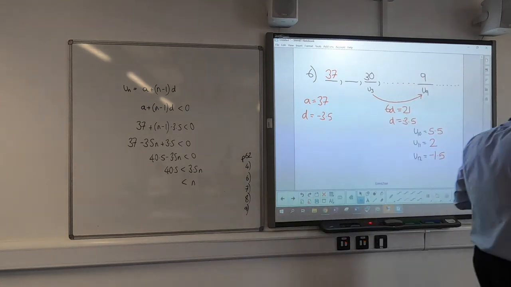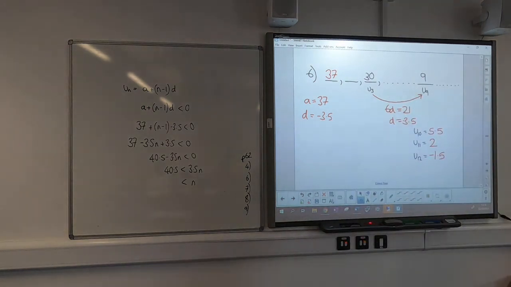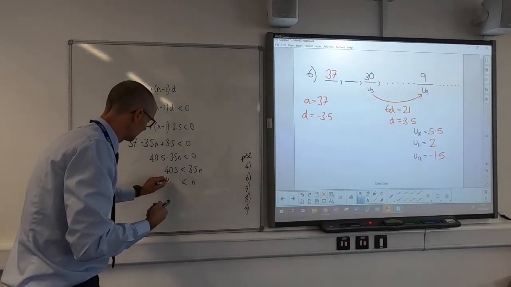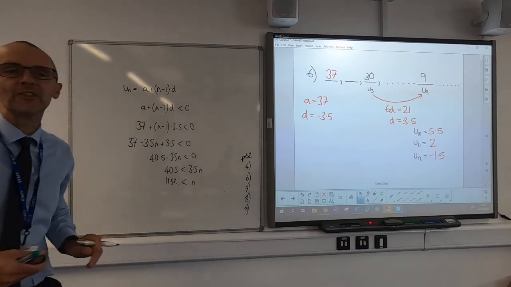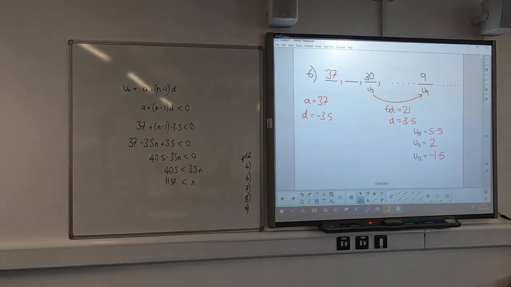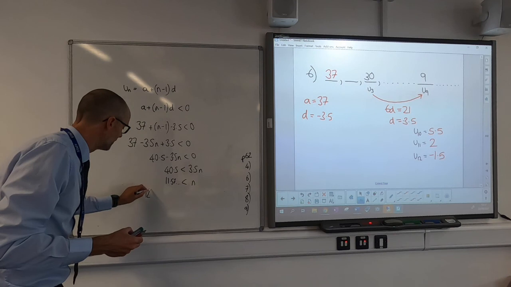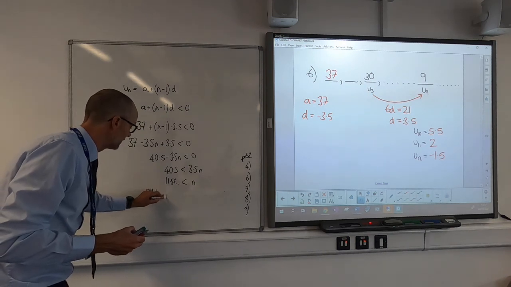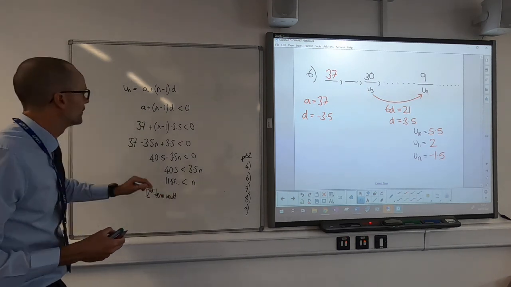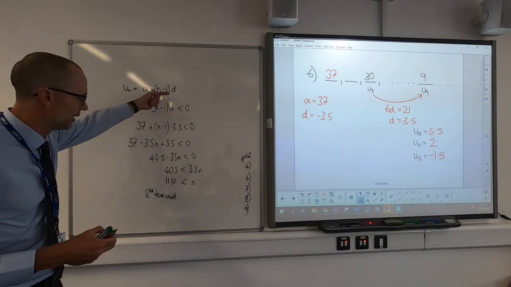So if I divide 40.5 by 3.5, I get 11.57. And of course you can't have the 11.57 term in a sequence, so what that means is the 11th term will be greater than 0 and the 12th term would be less than 0. So the 12th term, I can then work out by going back to here and working it out.